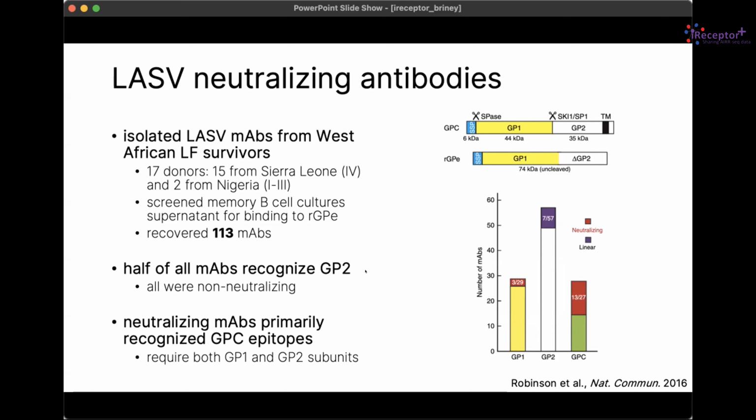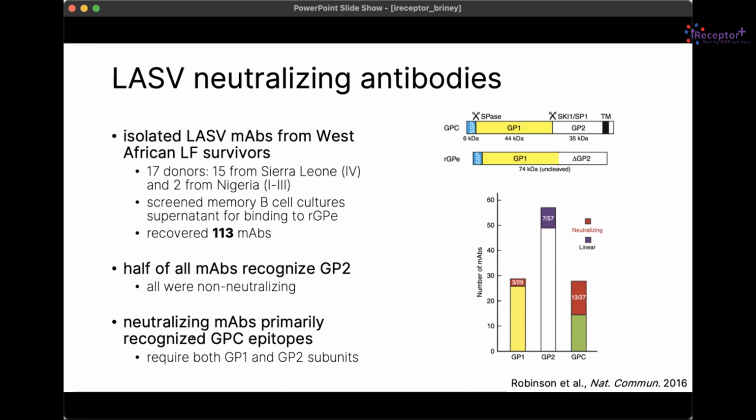About half of the antibodies were able to recognize GP2. But again, all of the GP2 antibodies were non-neutralizing. So again, despite the hope that this construct would present GP2 in a more native-like structure, it does appear that either GP2 antibodies aren't neutralizing, or that the GP2 conformation in this antigen bait was post-fusion.